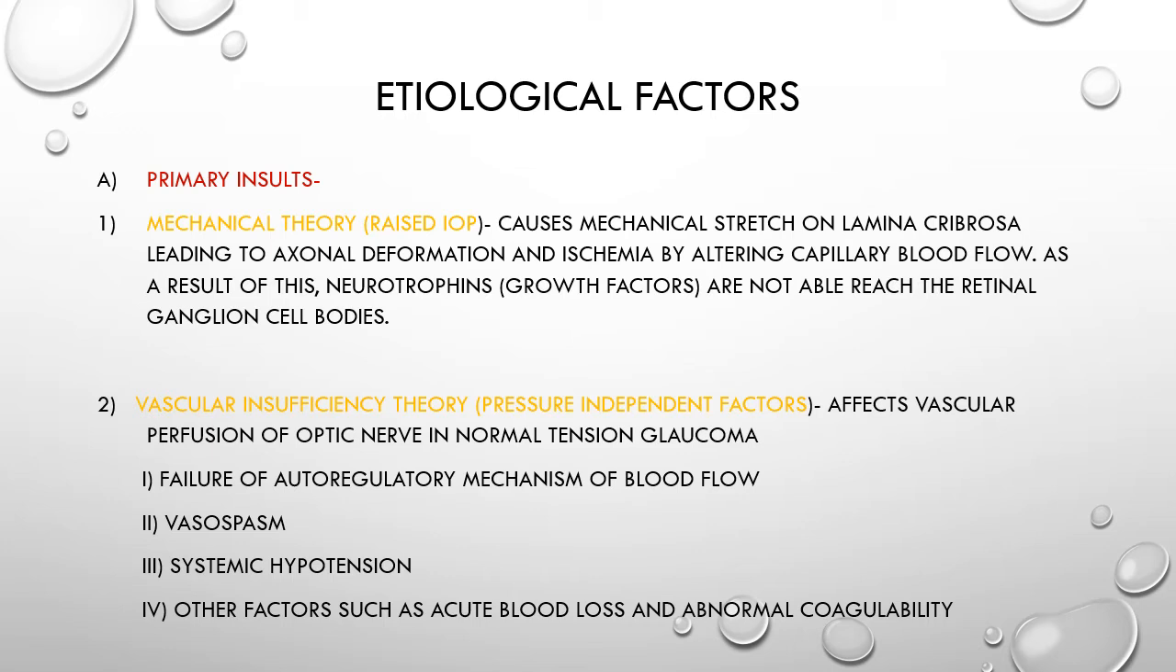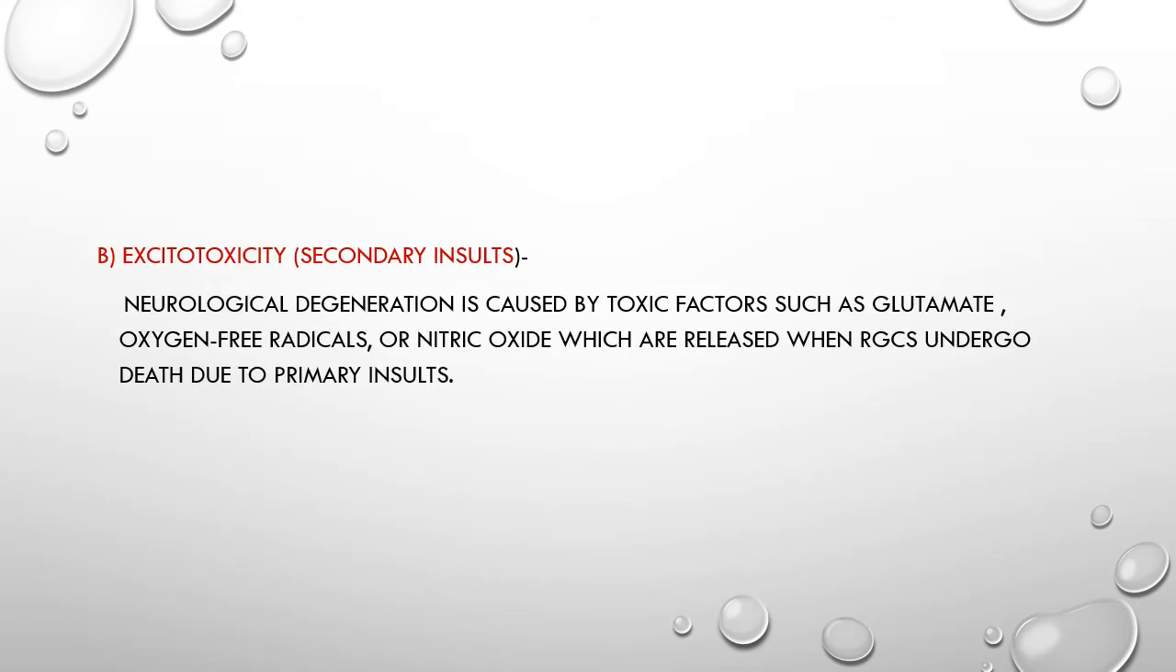The second one is vascular insufficiency. The vascular perfusion of the optic nerve itself is decreased, because even the optic nerve head is richly supplied by very minute vessels. So whenever there is raised pressure, the perfusion is also affected, and that leads to failure of the autoregulatory mechanism of blood flow, vasospasm, and systemic hypertension, and again the death of these cells.